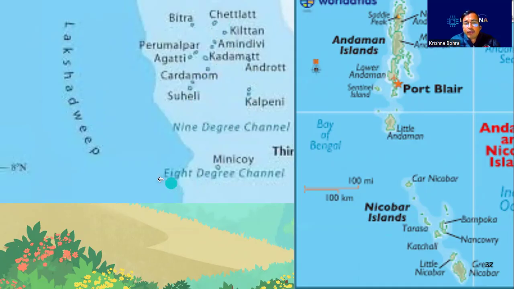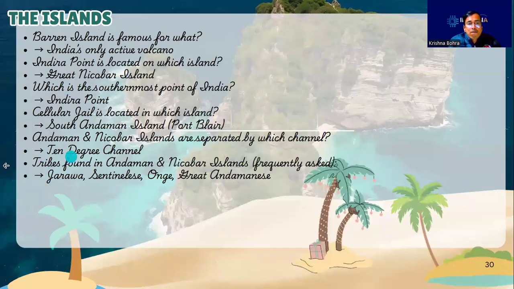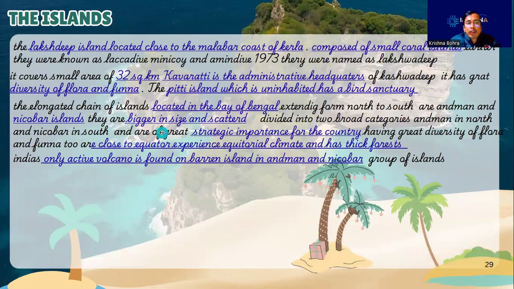Nine Degree Channel is also important. This question has been asked frequently in exams: the Nine Degree Channel separates what? Minicoy from the northern Lakshadweep group. And also on the right side as well. These are of strategic importance, especially for developing ports and naval or armed forces strategic logistics, so that it can run efficiently.